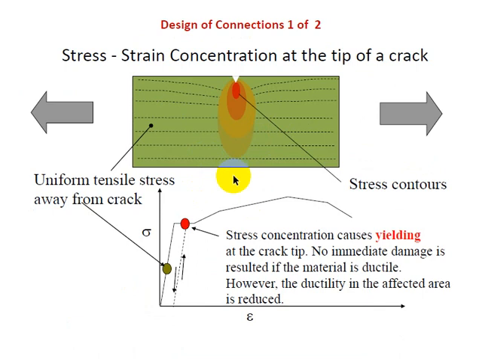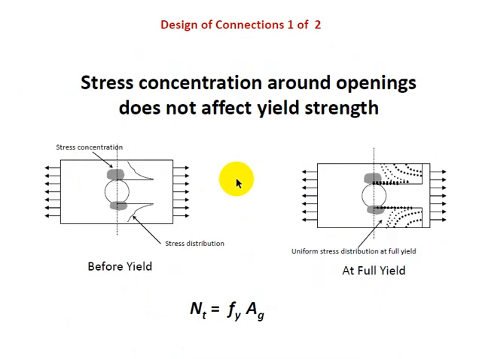All right, let's move forward and focus on specific parts. Stress concentration around the opening. Basically, the stress concentration around the opening does not affect the yield stress. This is used in some formulas when you're calculating before yielding and at full yielding. You can see the difference: the stress concentrates in this area, while here the stress is distributed along the whole section.